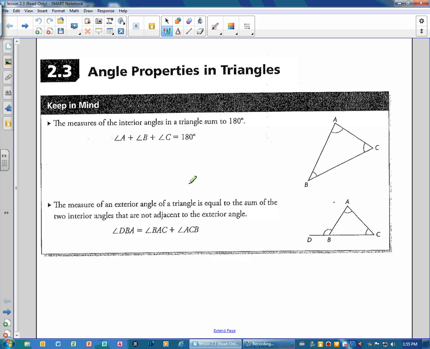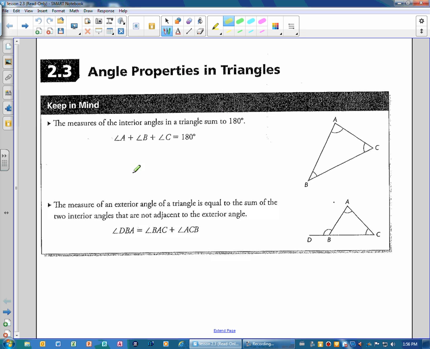The second property says that the measure of an exterior angle of a triangle is equal to the sum of the two interior angles that are not adjacent to the exterior angle. Okay, and then they've got some angles down here. So let's go through those.